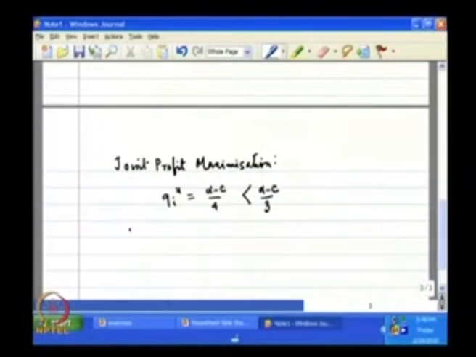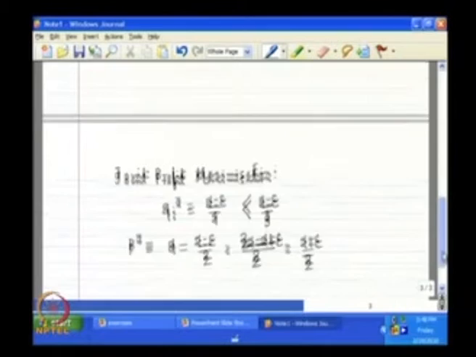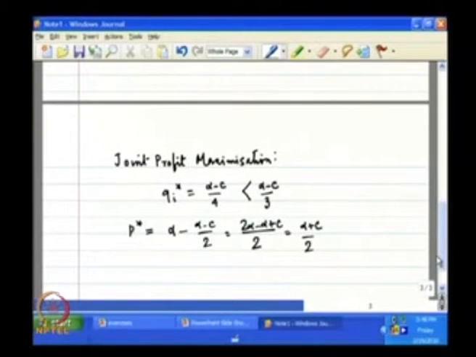So, that is the first thing. Secondly, what is the price here? We have found in the previous lecture that the price in this case will be alpha plus C divided by 2, which means this price is higher.